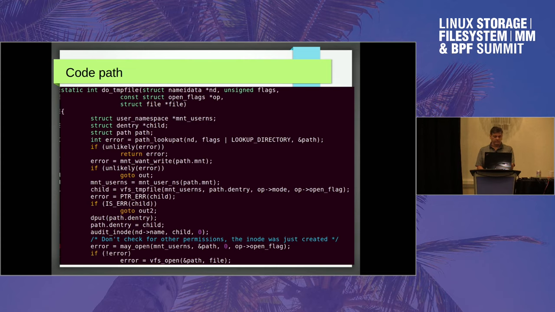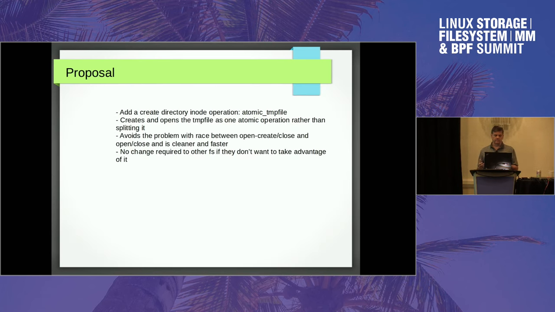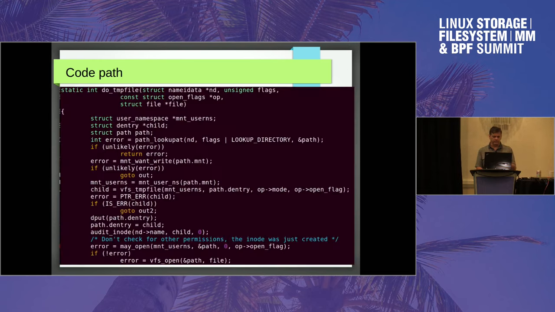So basically have the file system do the temp file, and like vfs_open, have it do the temp file create and return the file. This is similar to atomic open. So add a create directory inode operation called atomic temp file, and then for any file system that chooses to do this, this makes it an atomic operation, speeds things up a little bit, is clearer to read as well, and it avoids the open create close race for file systems for which create is a handle-based operation, and it doesn't require changes to anything else. So it's a fairly simple one to imagine.